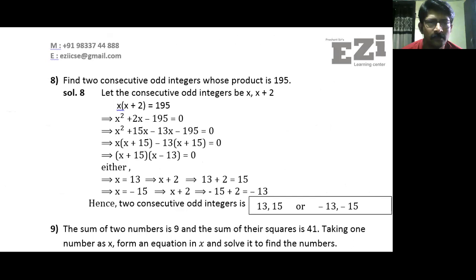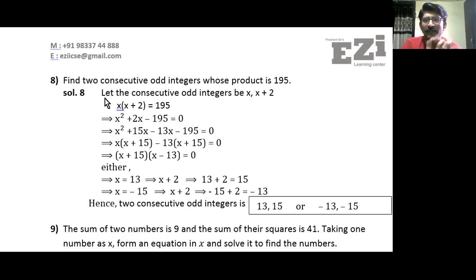So what have you seen? Let's start writing this question quickly. Find two consecutive odd integers. Okay. These words are very important, guys, because this is a word problem. So every word you should carefully follow. Find two consecutive odd integers whose product. So this word again, product, is very important. Is 195. Okay. So how will we start writing?